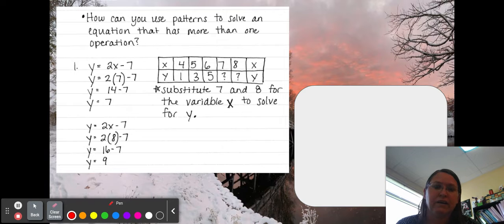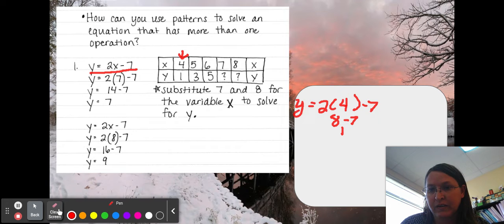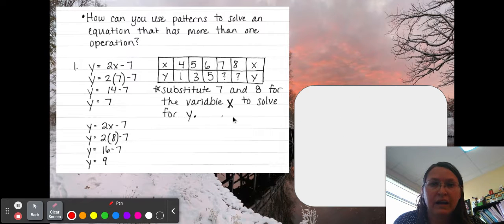If I have my equation as y equals 2x minus 7, what I need to do is substitute each number in for x. So with this one right here, I would do y equals 2 times 4 minus 7. 2 times 4 is 8, minus 7 would give me 1. So y equals 1.